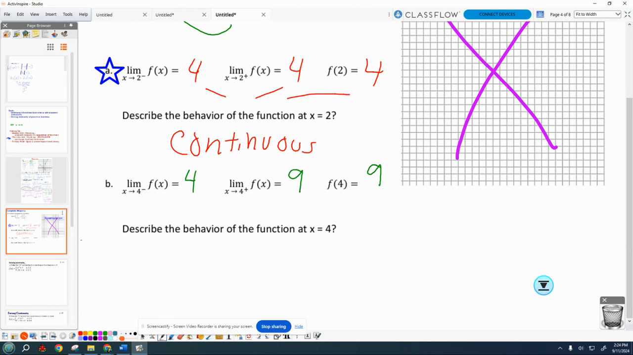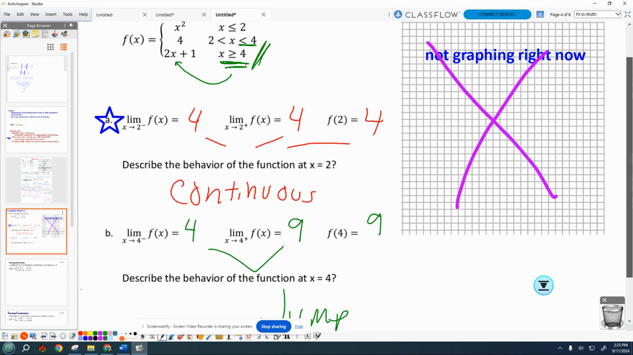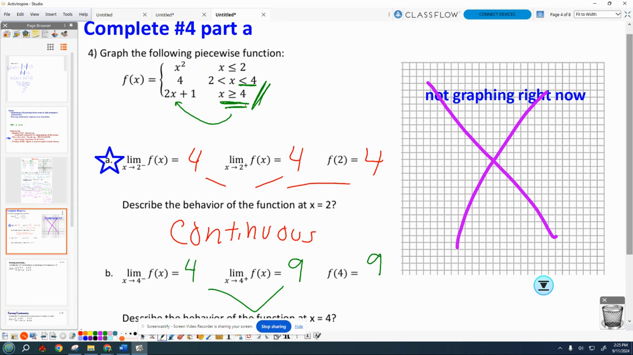What kind of discontinuity? Jump. Why is it jump? Well, because 4 doesn't equal 9. Limit from the left doesn't equal limit from the right. Why on the first one, when this is coming from the numbers less than 4? What whole number is immediately to the left of 4? 3. Is 3 less than 4, or is 3 greater than 4? Less. So which one made it true? This one is what made it true. So we use that one.